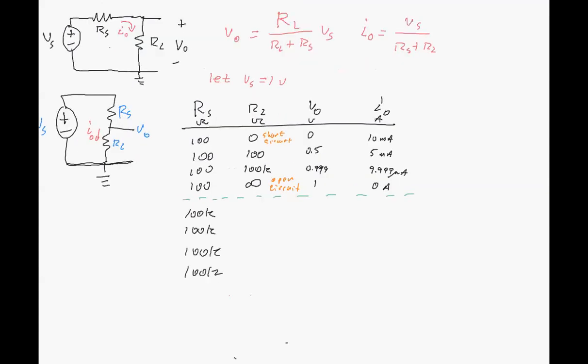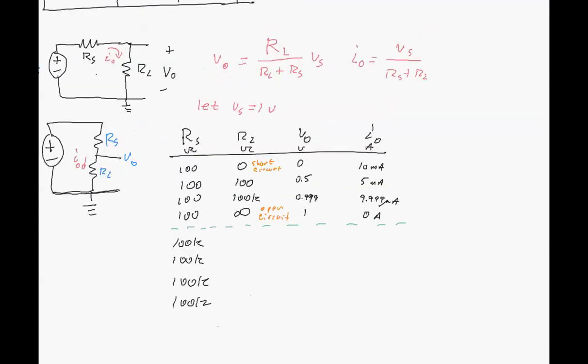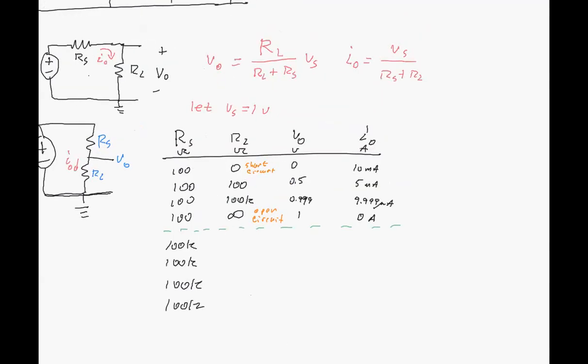Let me make this bigger again. We're going to use those same 2 equations. But now we'll go from 0 to 100 to 100K and up to infinity. So the same 4 cases. So we've again got the short circuit case and we've got the open circuit case. Those are the limits, and they're useful to look at.